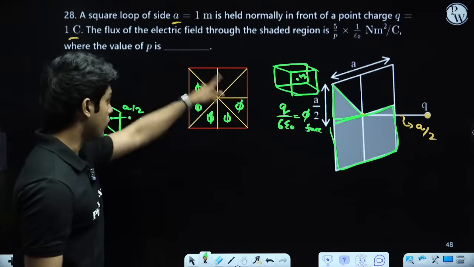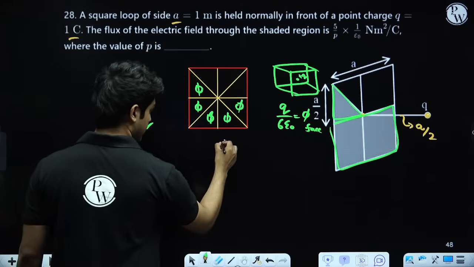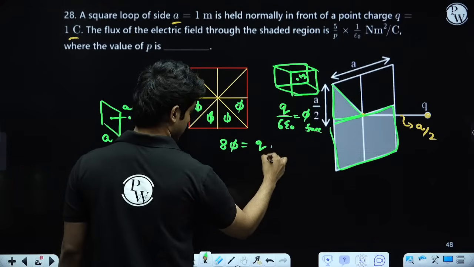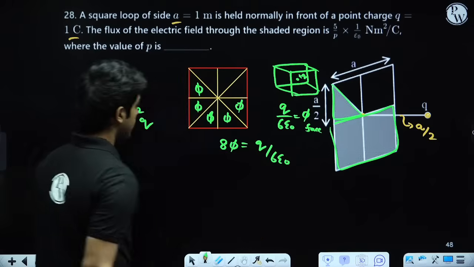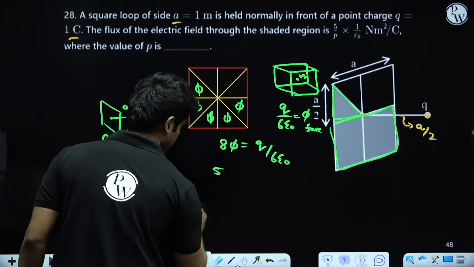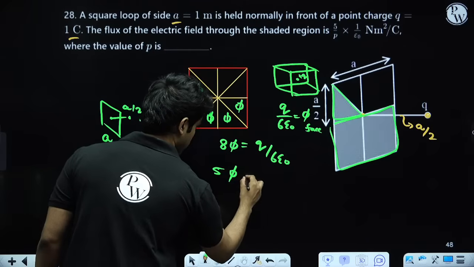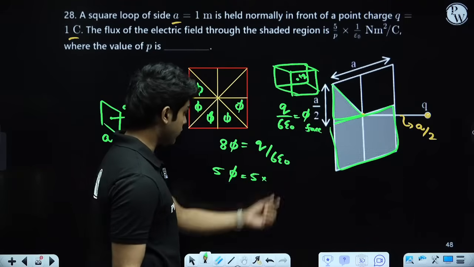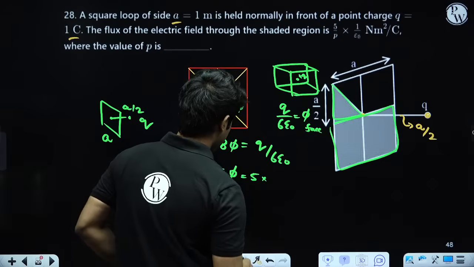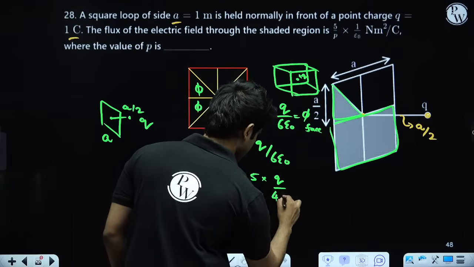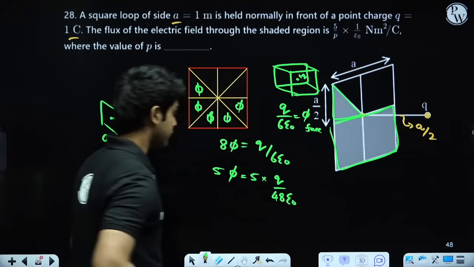Okay. So what is 8 phi? 8 phi is the total flux. That would be q by 6 epsilon naught. But what I need is only 1, 2, 3, 4, 5, right? 5 times phi. So 5 times phi is q divided by 48 epsilon naught. That will give you the answer.